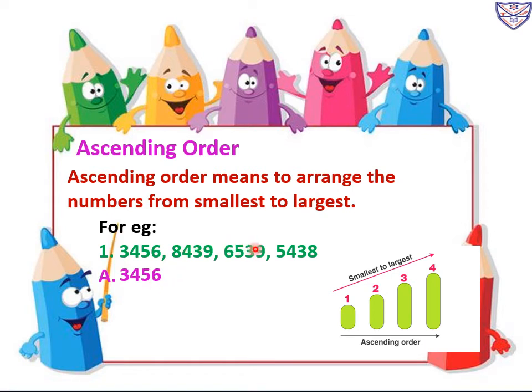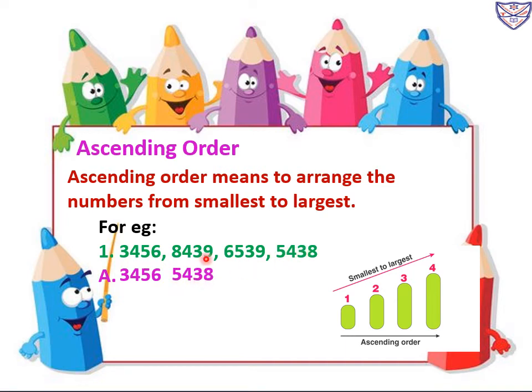Now we will compare between these three numbers. In the first, in the thousands place, which digit is there? 8. In the second number, which digit is there in the thousands place? 6. And in the third, which digit is there? 5. So between 8, 6, 5, which one is the smallest? Yes, 5.